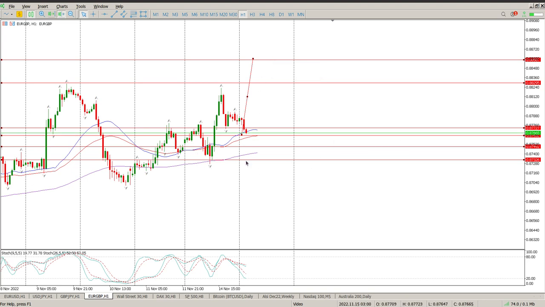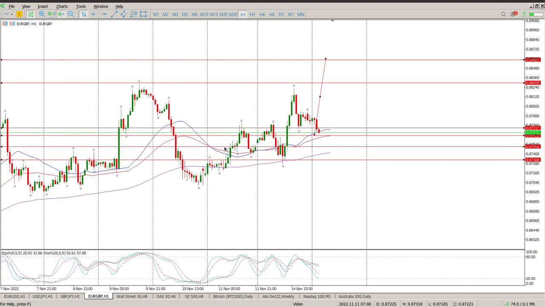Start dropping below the lows of yesterday, then that story is reversed, and then we're looking for opportunities to short.